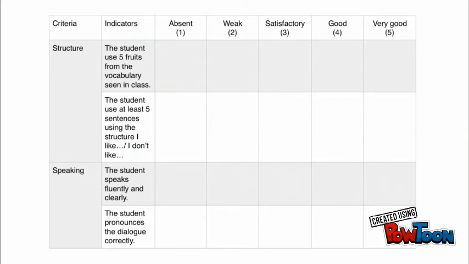In speaking, the first indicator is the student speaks fluently and clearly, and the second one, the student pronounces the dialogue correctly. Each indicator can be assessed from 1 point to 5 points depending on the student performance.